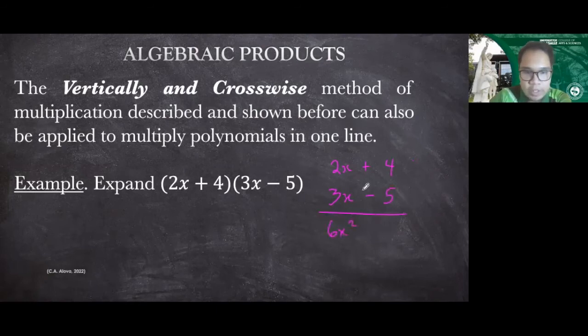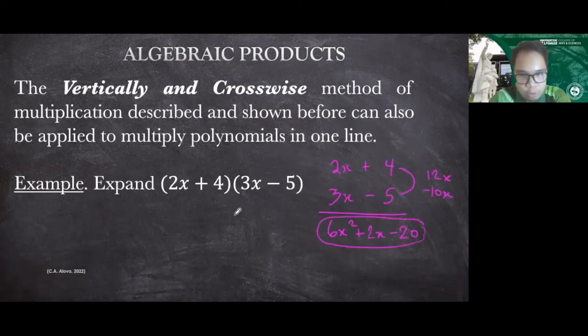Now, crosswise method, 2x times negative 5 is going to give us negative 10x. Add that to the product of 4 times 3x, which is 12x. So 12x plus negative 10x is going to give us positive 2x. And then vertically, positive 4 times negative 5 is negative 20. Now, this is our trinomial after multiplying this binomial here.